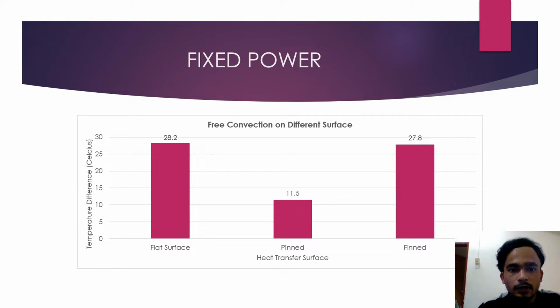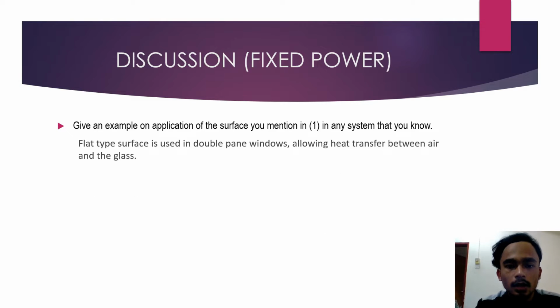Another possible explanation for this occurrence is the roughness of the surface. As we can see, a rough surface may increase heat transfer. The next question requires us to give an example of an application of the flat surface in any system. From our findings, we can say that the flat type surface is used in double pane windows, which allow heat transfer between air and the glass.